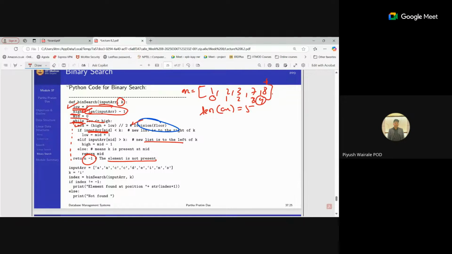Okay. Great. So please keep a note of this Python implementation of binary search. It will be useful in your Python course as well as the DBMS course as well as the PDSA course as well.